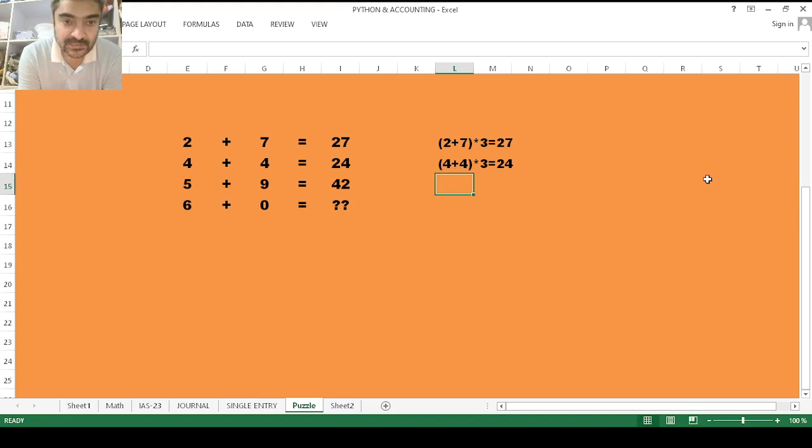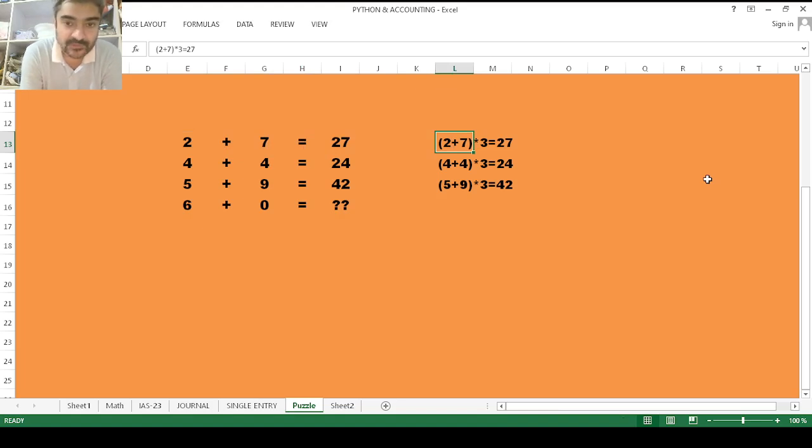Now let us go to the third equation, which is 5 plus 9. 5 plus 9 is always equal to 14. Now if we multiply 14 by 3 again, it will come out to 42. So here is the pattern. You add up these two numbers, then multiply it by 3, and you will get the answer.